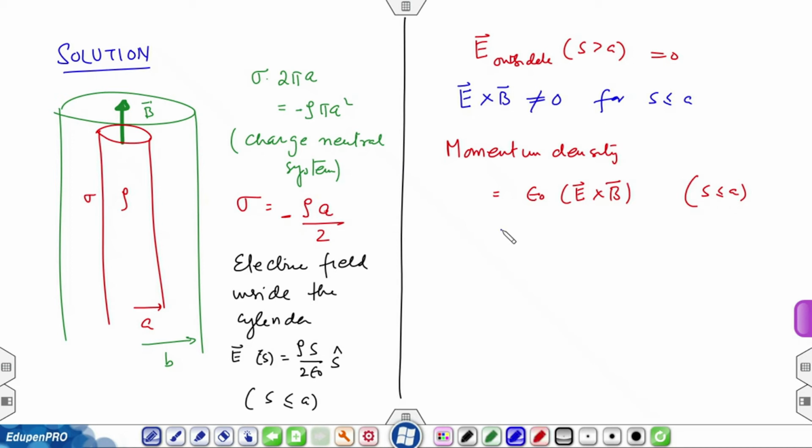So, this is going to be equal to epsilon 0 times rho s over 2 epsilon 0 in the s direction cross B, which is B in the z direction. Epsilon 0 cancels, and you get this to be equal to rho B over 2 s in the phi direction, minus sign in front.